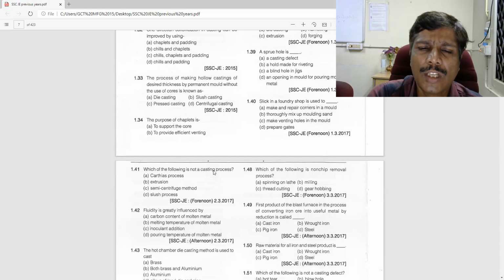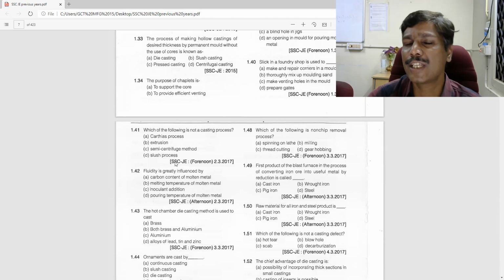So next is, which of the following is not a casting process? Extrusion is not a casting process. Semi-centrifugal method is a casting, slush casting. So extrusion is not a casting process.